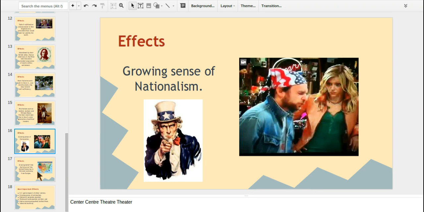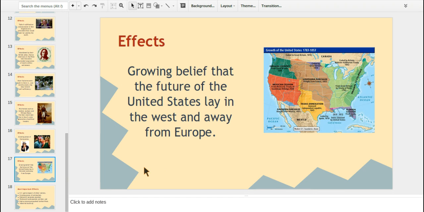And then finally, the last effect would be the growing belief that the future of the United States lay in the West and away from Europe. So, show them this map, show them how we're pushing west, things of that nature.